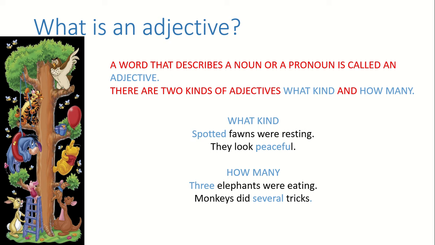Adjectives that tell what kind. Spot found where resting. The word spot is an adjective. It's written with blue. Copy it on blue. They look peaceful. Peaceful is an adjective. How many? 3 elephants were eating. 3 tells how many. Monkeys did several tricks. The word several, it tells how many.